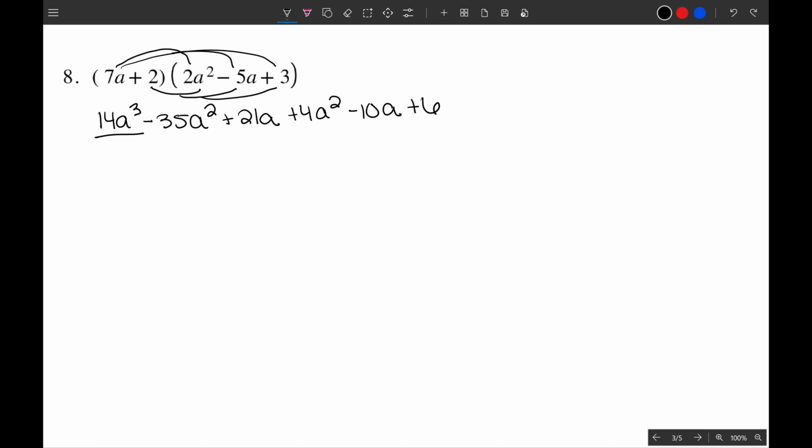So degree order, I'm going to start with that cube. So 14a to the third. I have a negative 35a squared and a positive 4a squared. That's negative 31a squared. 21a minus 10a gives me 11a. And then we have plus 6.